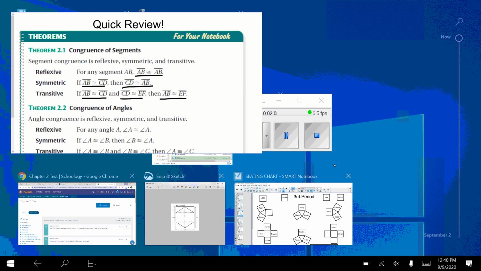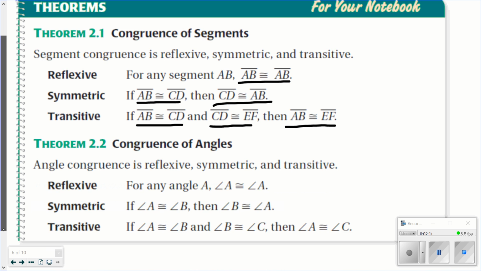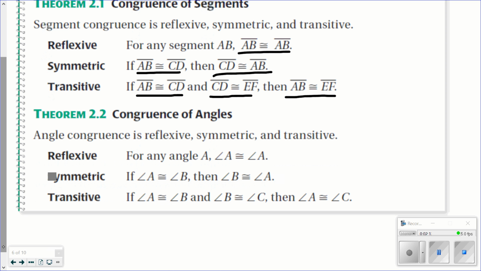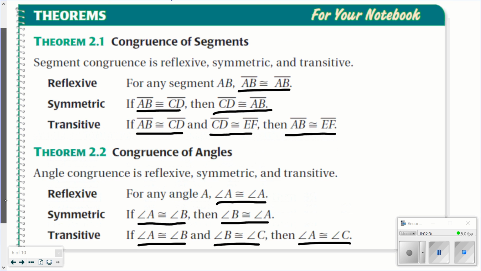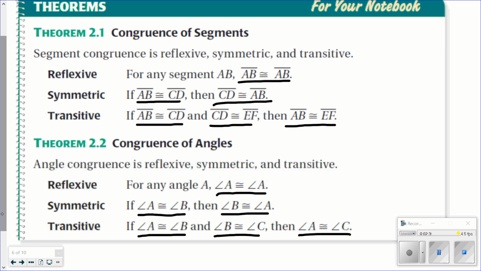This is also true for angle measures. So reflexive, angle A is congruent to angle A. Or symmetric, if angle A is congruent to angle B, then angle B is congruent to angle A. And then our transitive property, if angle A is congruent to angle B and angle B is congruent to angle C, we can then conclude that angle A is congruent to angle C. Please, please, please make sure these are in your notes somewhere. You will want to know what the reflexive, symmetric, and transitive properties are.